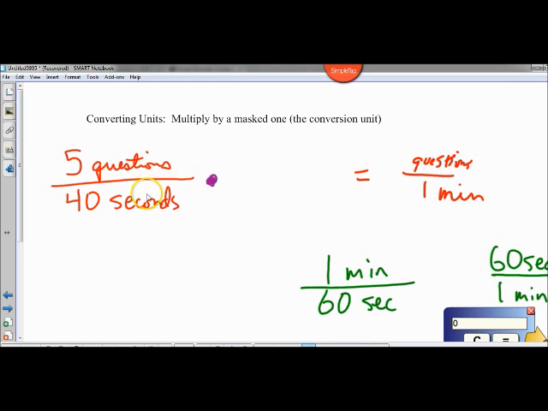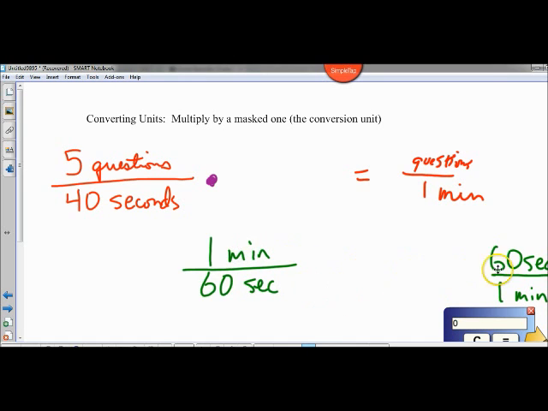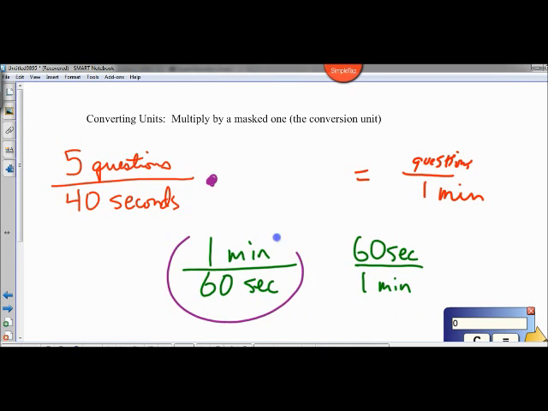And that has to do with the fact that these are rates. So if I can do 5 questions in 40 seconds, how many questions is that in 1 minute? So do I multiply by 60, divide by 60? I know it's probably one of those things, right? So do I use this or this? Well, the key here is I'm going to multiply to convert units. I'm going to multiply by some version of a masked 1. And I'm going to call this a conversion unit. So the conversion unit between minutes and seconds is that 1 minute is equal to 60 seconds. So this fraction right here is really equal to 1.